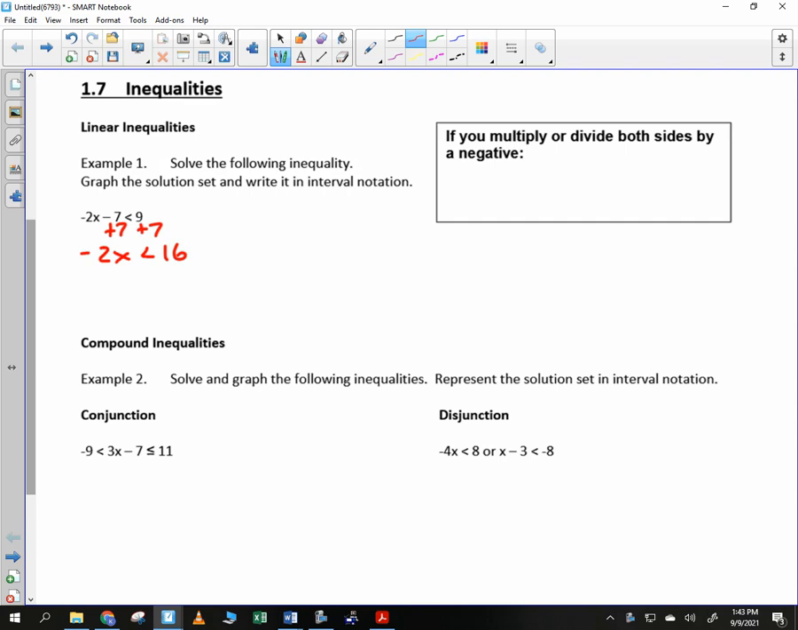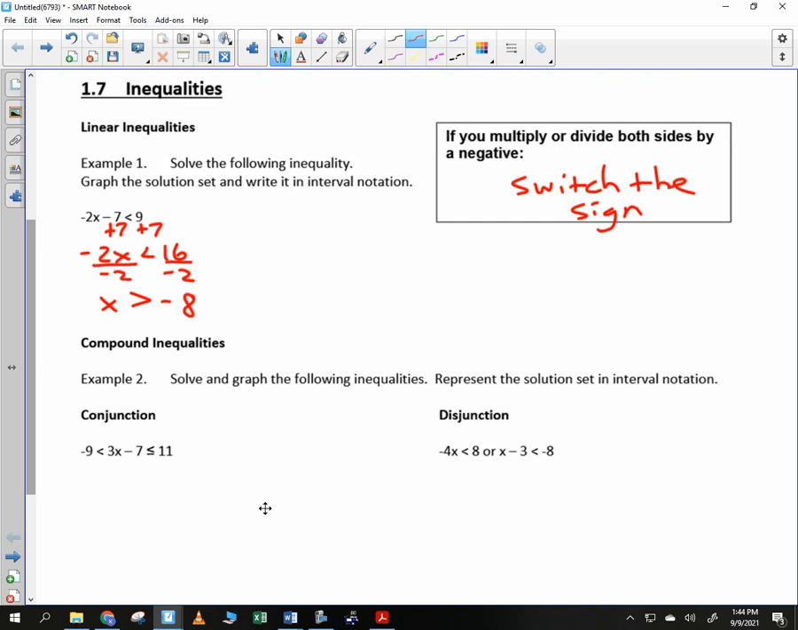Now what? We divide by negative 2. And when you divide by negative 2, you switch the sign. So if you multiply or divide both sides by a negative, switch the sign.